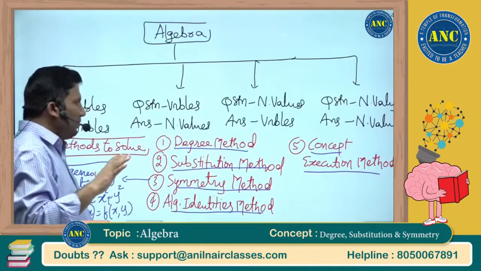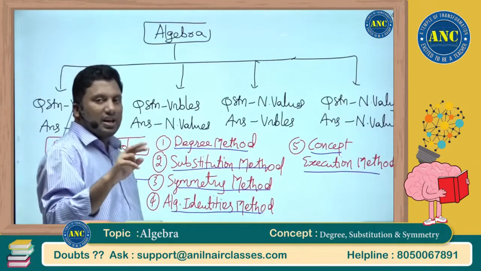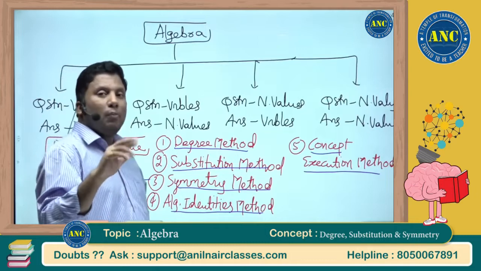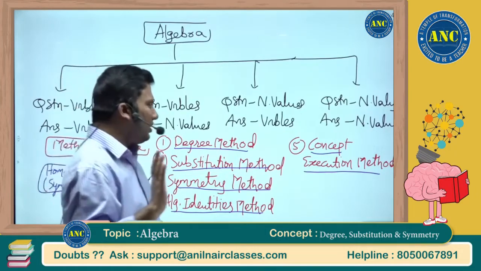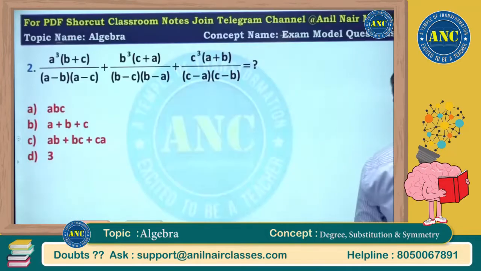These are the 5 methods that are possible. Variables are there, numerical values are there. Both can be variables, both can be numerical values. One is a variable, another is a numerical value.